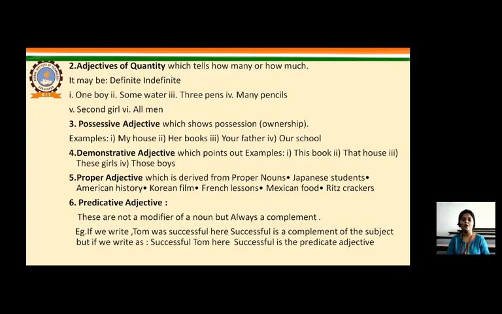But if I'm asking how many students are there in the class and you answer 34, then 34 is a definite number, that is a countable noun. Similarly, the adjective of quantity will also become definite and indefinite. Like one boy, some water, 3 pens, many pencils, second girl, and all men.